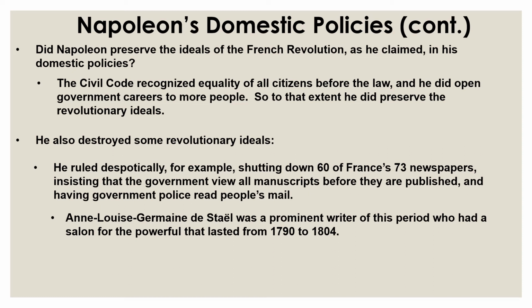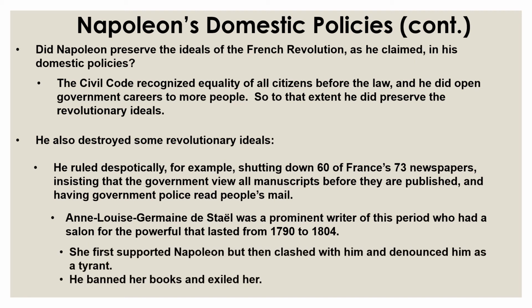Anne-Louise Germaine de Staël was a prominent female writer of this period who had a salon from the Enlightenment period for the powerful that lasted from 1790 to 1804. She first supported Napoleon, but then she clashed with him and denounced him as a tyrant. He banned her books and ultimately exiled her out of France.